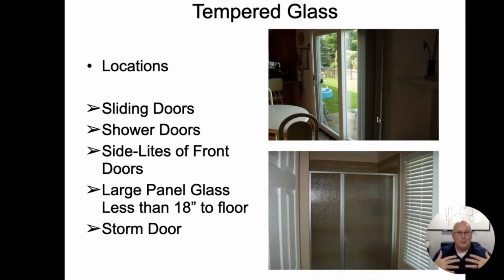Just like our front car windshield, that has that plastic in there. So when a rock hits it, it'll shatter, but it won't bust through. I'm using those interchangeably. They're going to be used for the same side lights. So it doesn't have to be an entry door. Side lights of any door. So if I have a light or a window on the side of a door, that is supposed to be tempered glass. Transoms, however, so above the door, do not have to be tempered glass.